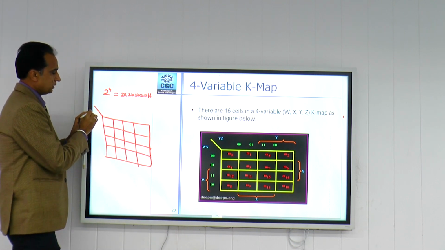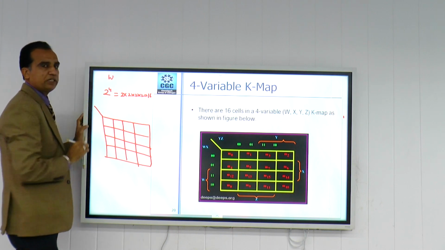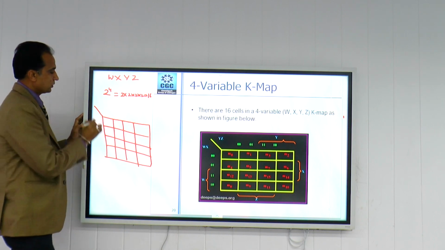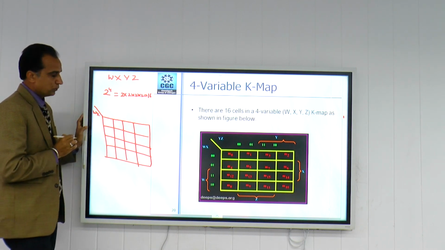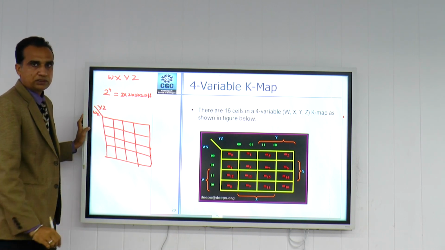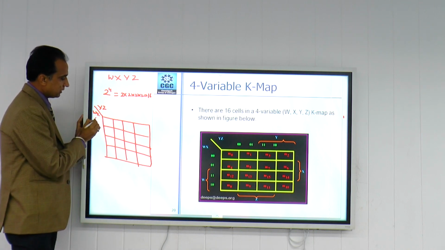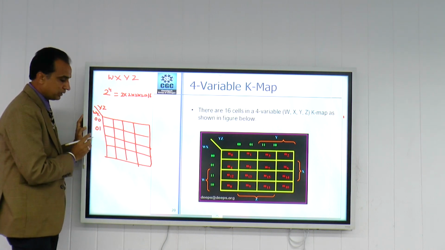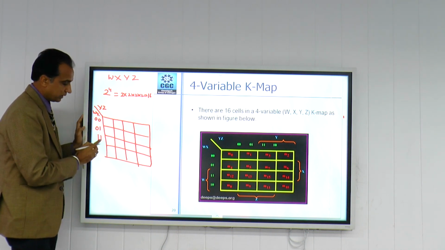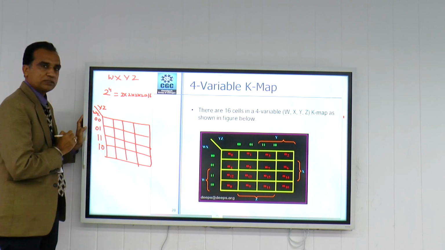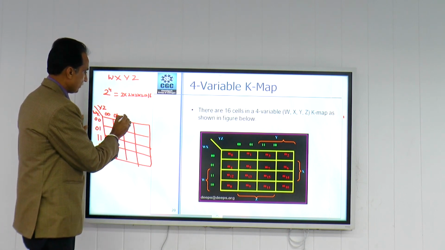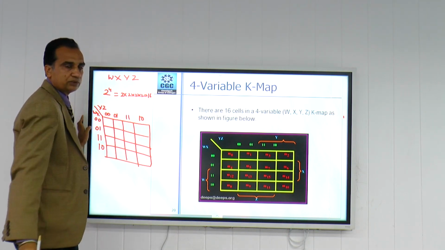The variables are represented for example as W, X, Y, and Z. So W and X are used to represent the variables vertically and Y, Z represent horizontally. So the possible values are 0 0, 0 1, then 1 1 in place of 1 0, then after 1 1, 1 0. Similarly, 0 0, 0 1, 1 1, and 1 0.